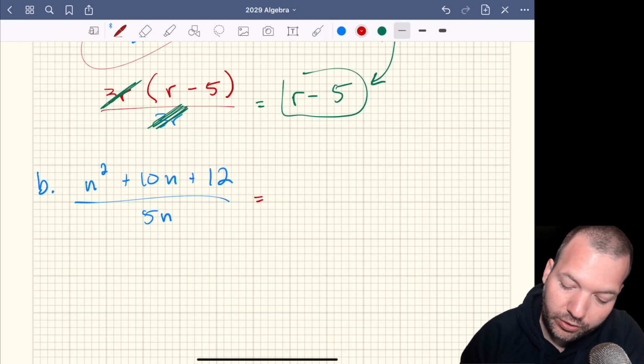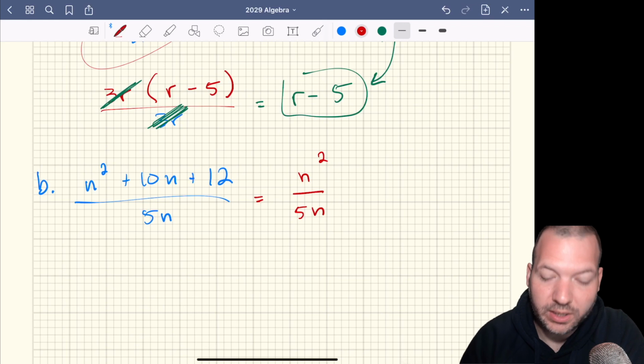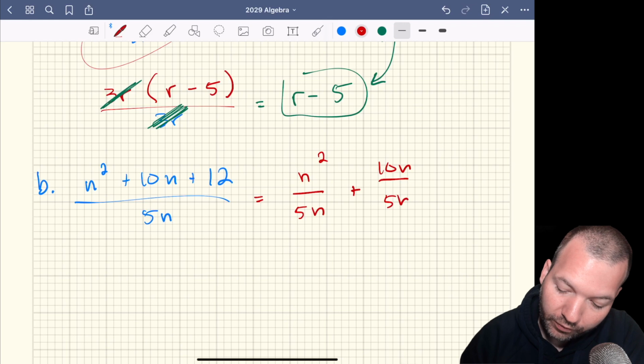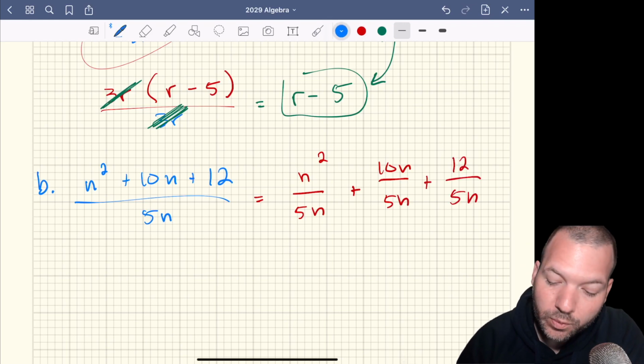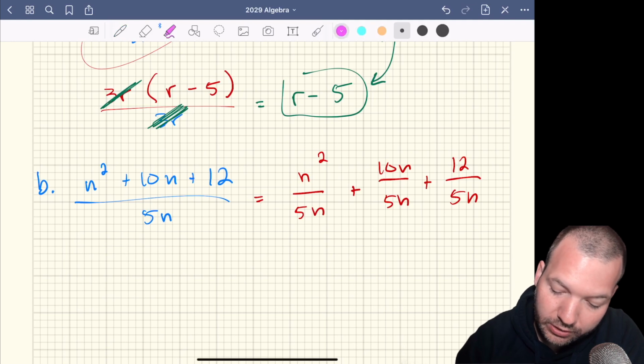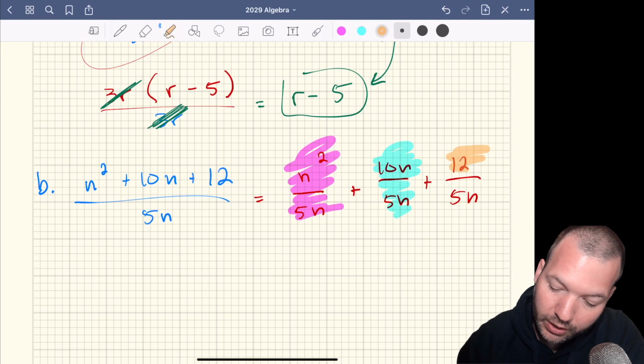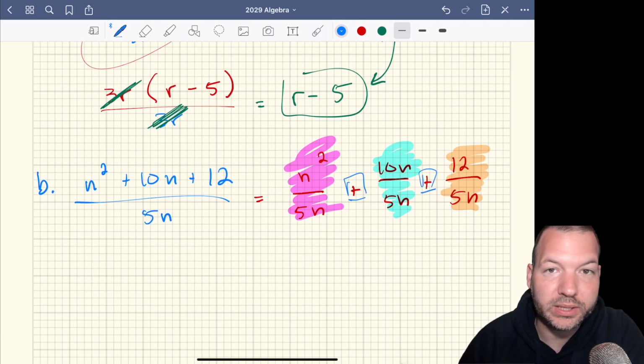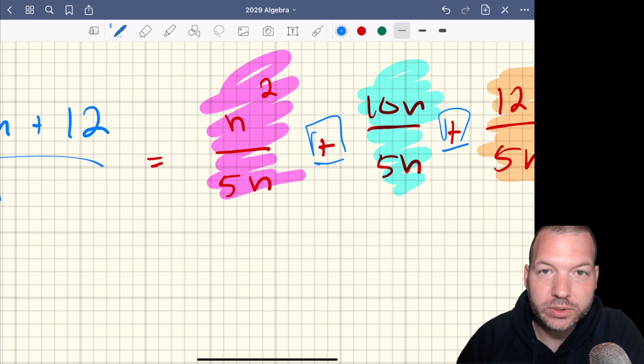But with my new tool, I can say, oh, this splits up into 3 separate fractions, n squared over 5n, 10n over 5n, and 12 over 5n. And then within those individual fractions, so again, this is one individual term. This is another individual term. This is another totally separate individual term. When I say individual terms, I'm thinking to myself, what is separated by the plus sign? Within these individual terms, I can cancel out common factors.